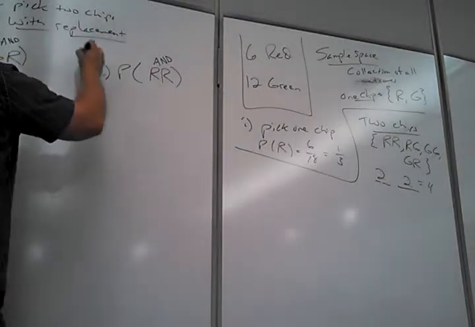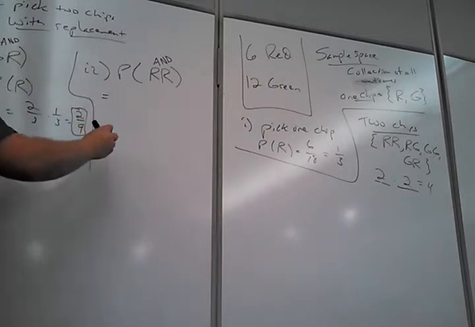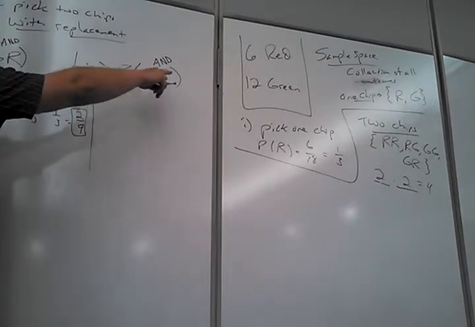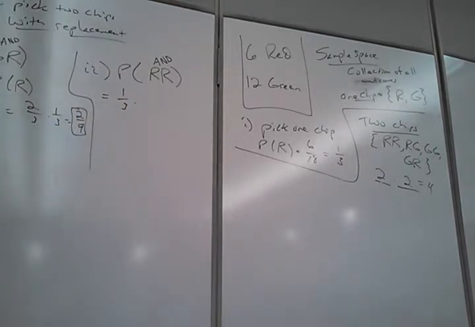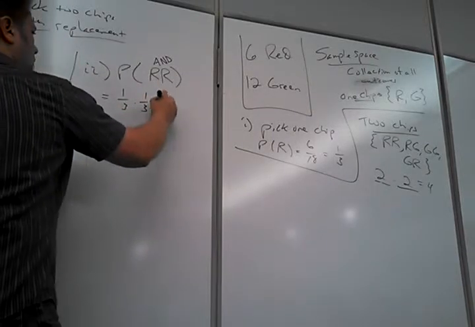What about red, red? What's the probability the first one's a red chip? 1/3. You guys with me? What's the probability the next one's a red chip? Still 1/3, because I put that first one back in. So I get 1/9.